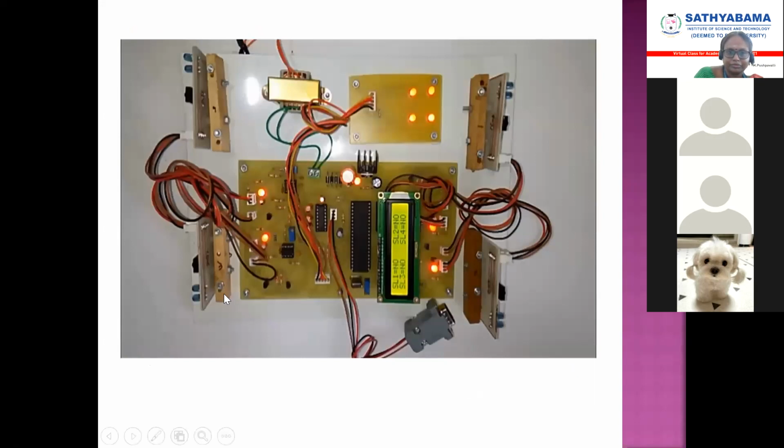We have used the Max 232 IC in the 8051 microcontroller. That IC is used to send the data to the computer, where the data will be monitored. There are four 555 timer ICs and four sensors. The person can see which parking slot is full, so they can go to another parking area.